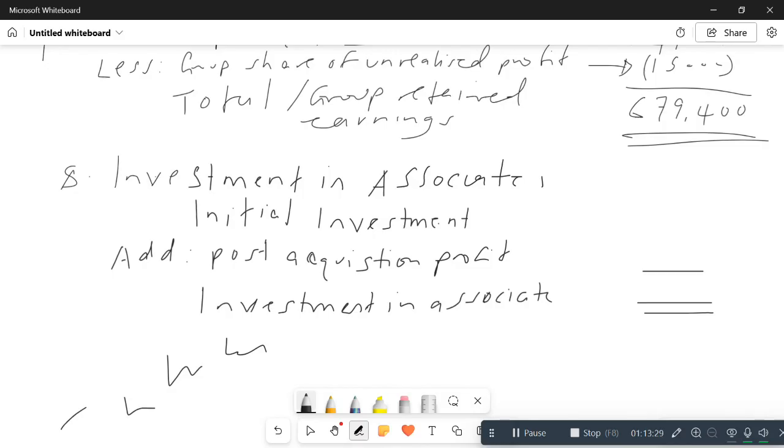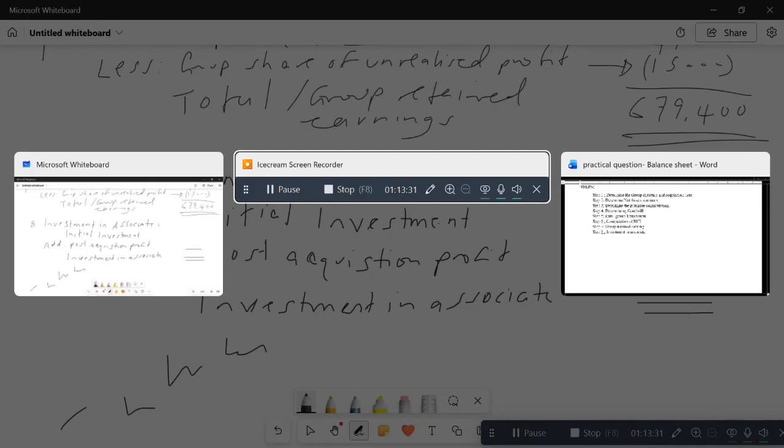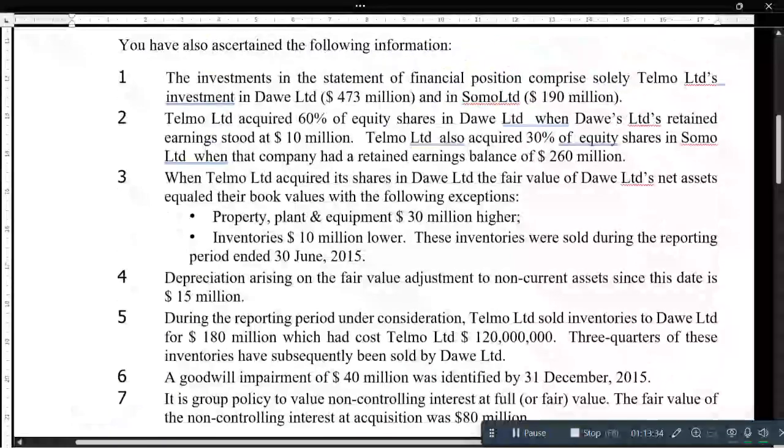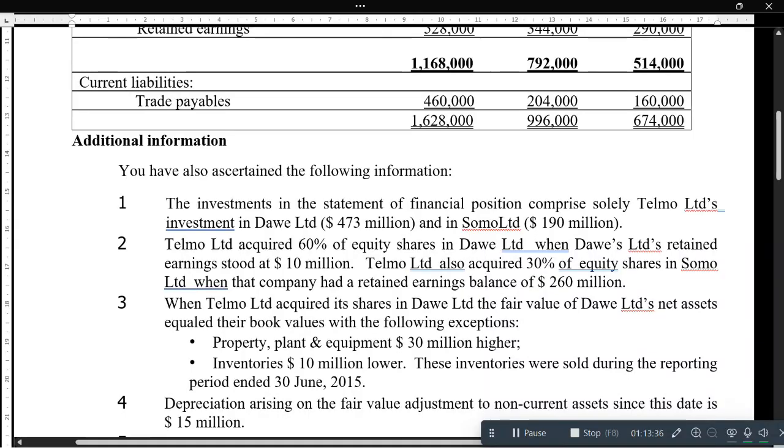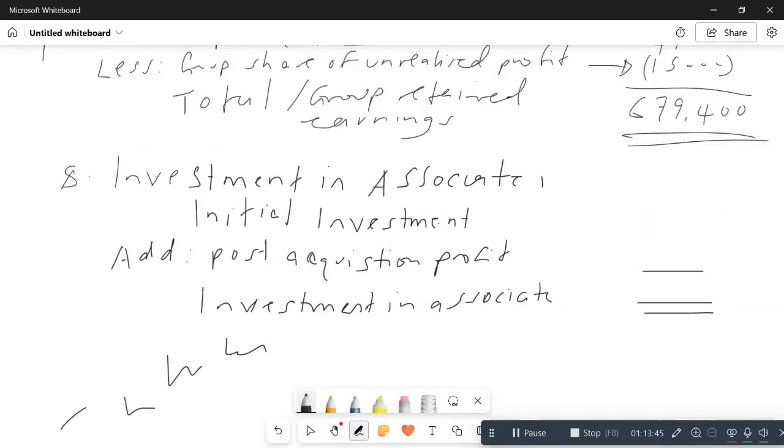Investment in associate, you can find it here under purchase consideration. How much do you pay? Here it is saying the investment in the statement of financial position comprises for Teremo Limited 473 and for Somo Limited 190. Don't forget our associate here. Our associate is Somo Limited. So here we have 190 initial investment.